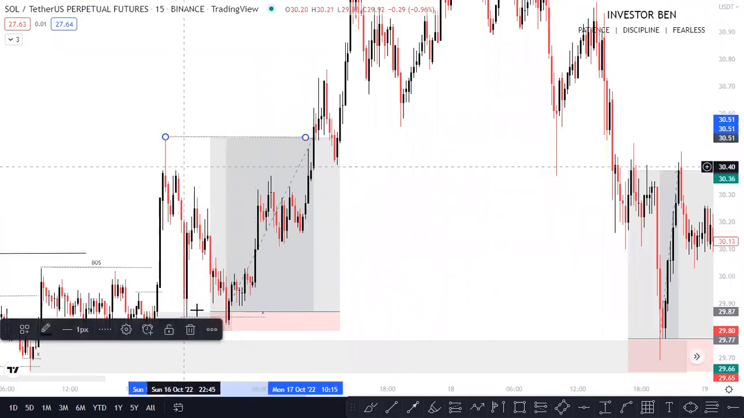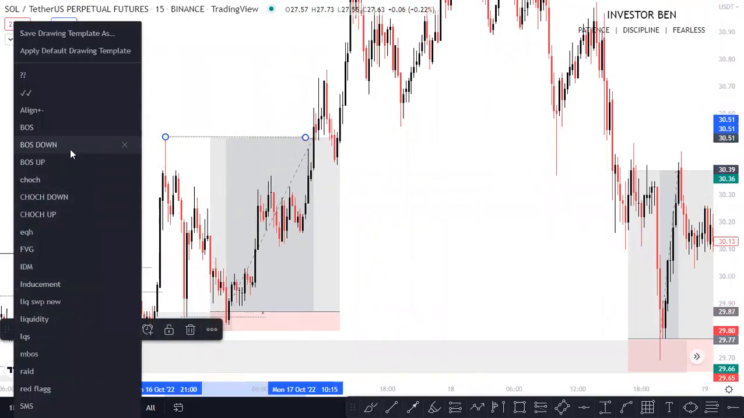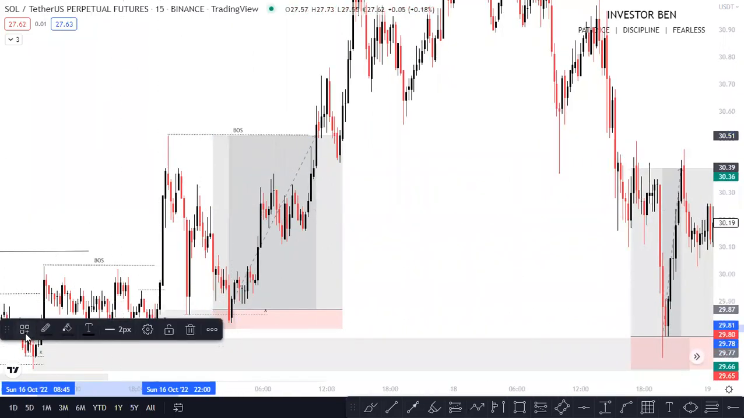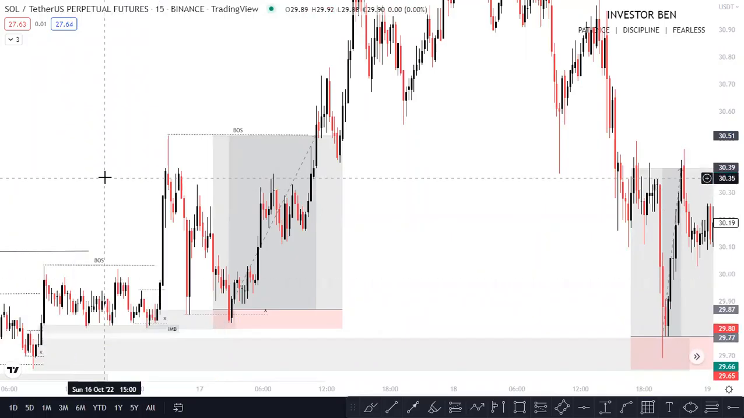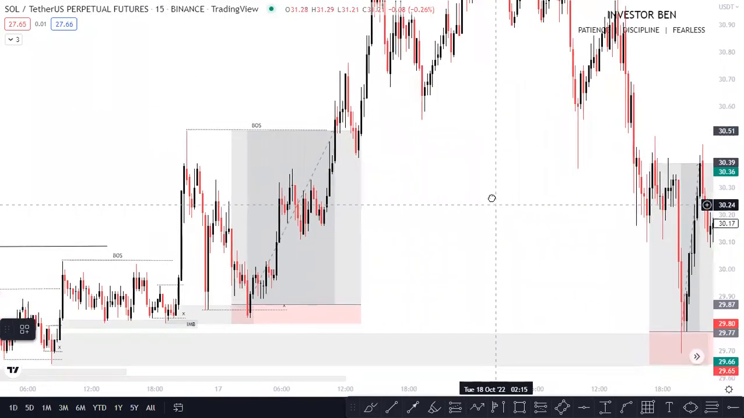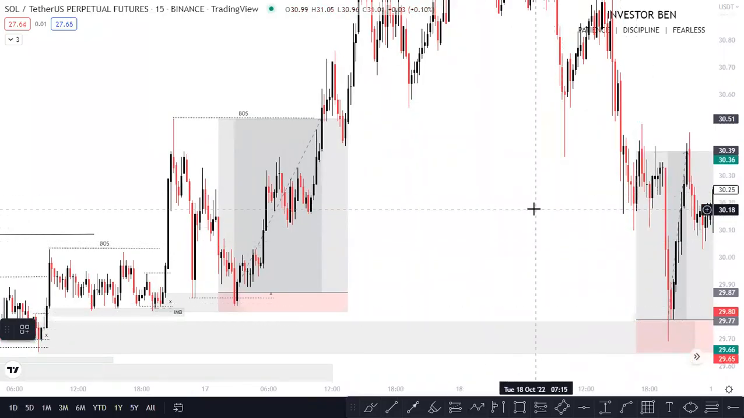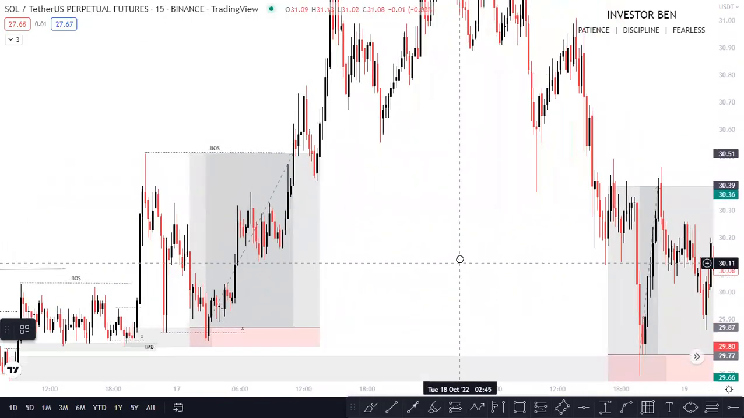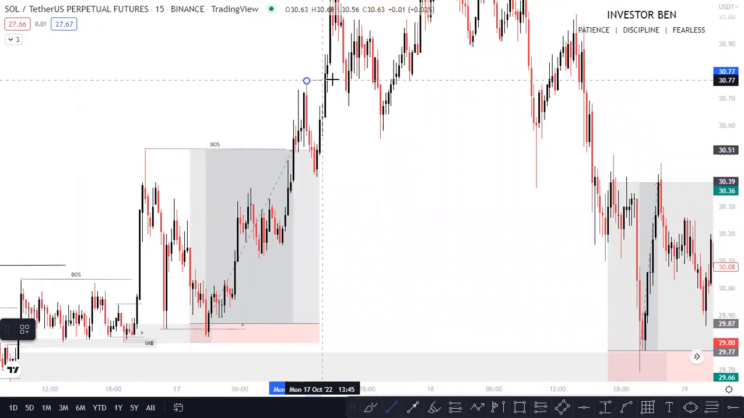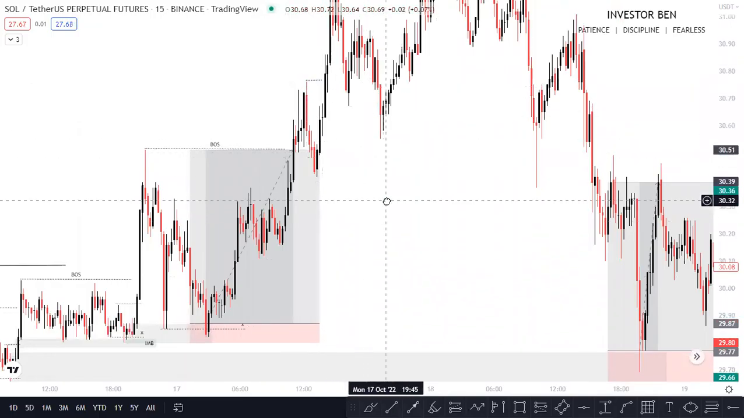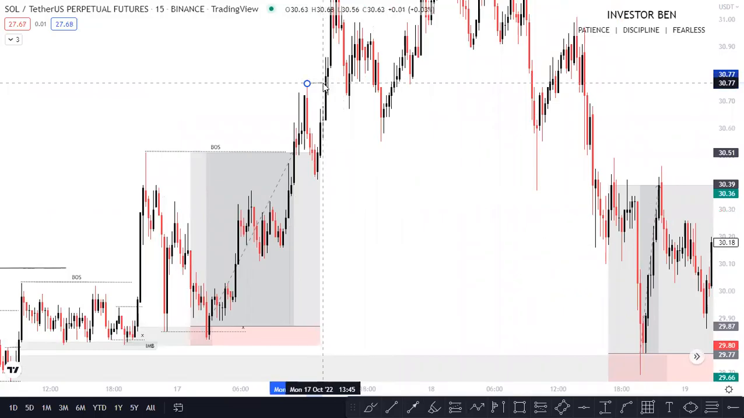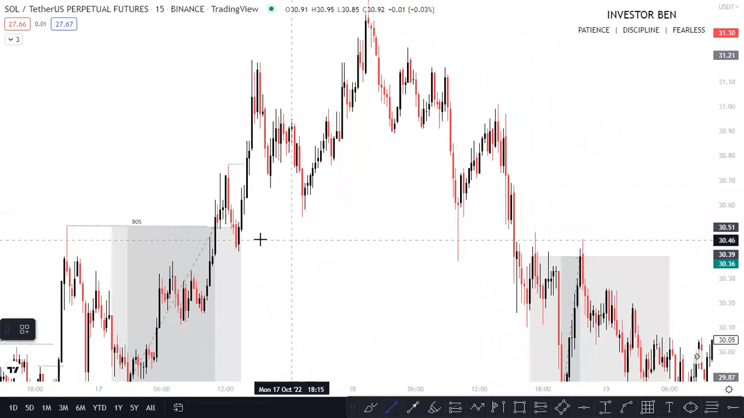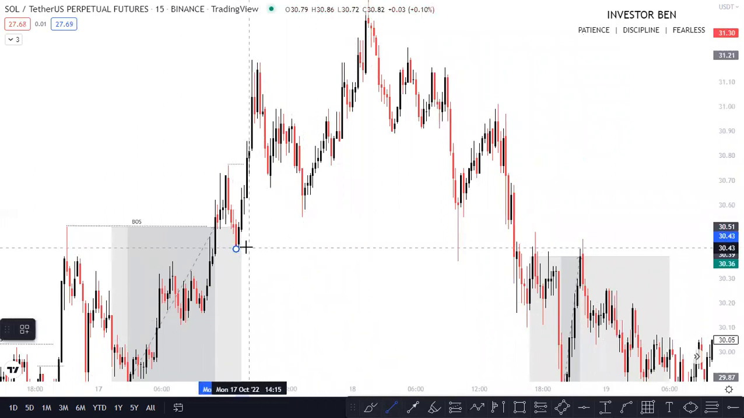So here is another BOS, another BOS, right? Here is price reacting from an imbalance. And here is a valid order block. So let's continue with these markups. All right, we broke structure once again here. Here is a BOS, right? We broke structure here. And yeah, this order block was a nice one. It's clear liquidity, right? It took out this low.